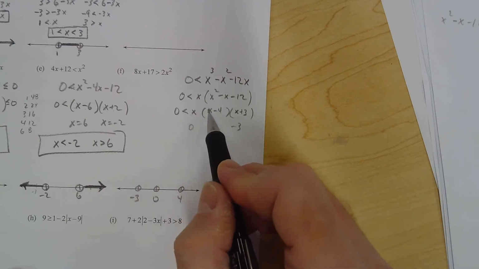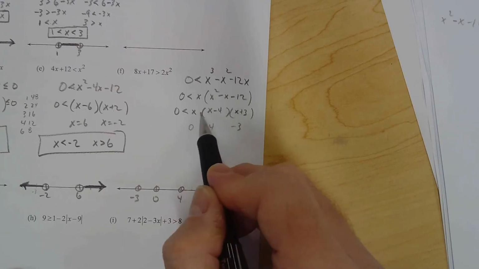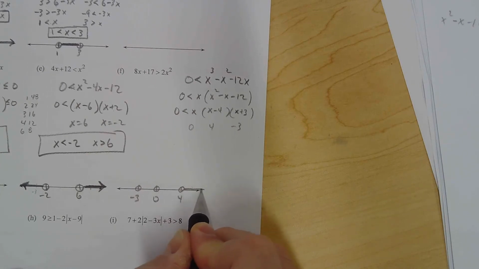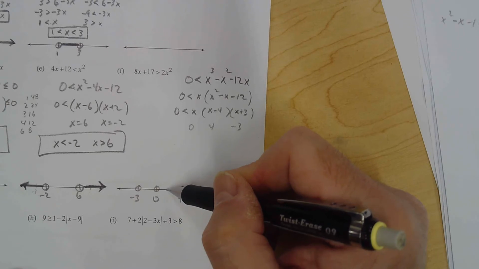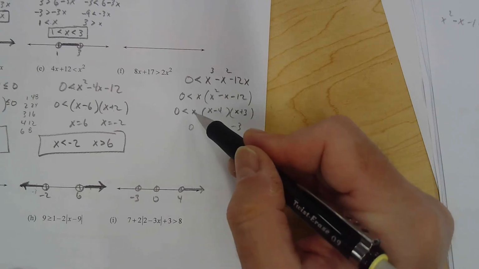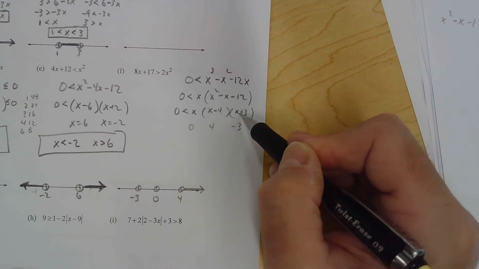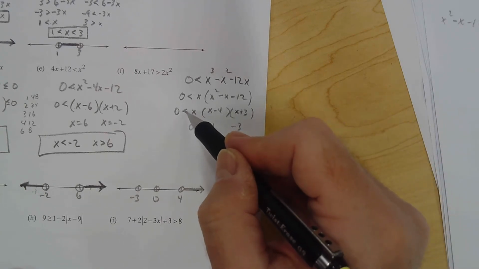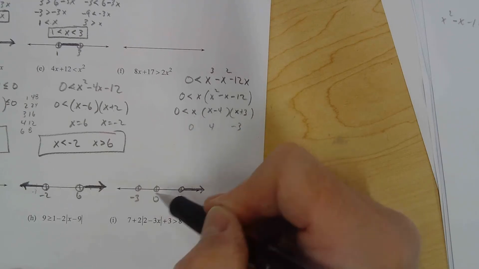So putting 5 in for all of the x's, I would get 5 times 1 times 8. And 5 times 1 times 8 is 40. Is 40 greater than 0? Yes. So we shade to the right of 4. And then I would test the x value 1. So plugging in 1 for all of these x's, I would get 1 times negative 3 times 4, which is negative 12. Negative 12 is not greater than 0, so that's false. So we don't shade in here.